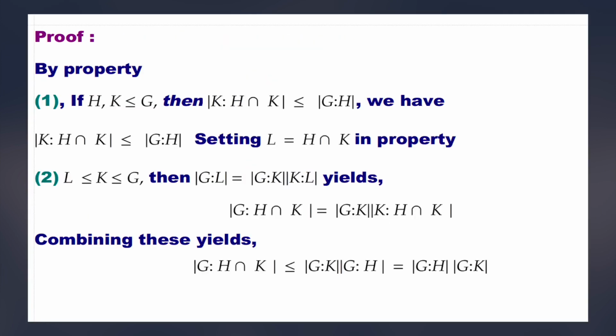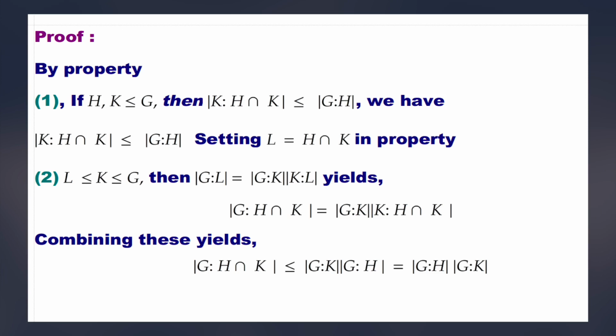By property 1, if H, K are subgroups of G, then the index of H intersection K in K is less than or equal to the index of H in G. Setting L equal to H intersection K in property 2, which says that if L is a subgroup of K, which is a subgroup of G, then the index of L in G is equal to the product of the index of K in G and the index of L in K, the index of H intersection K in G is equal to the product of the index of K in G and the index of H intersection K in K.